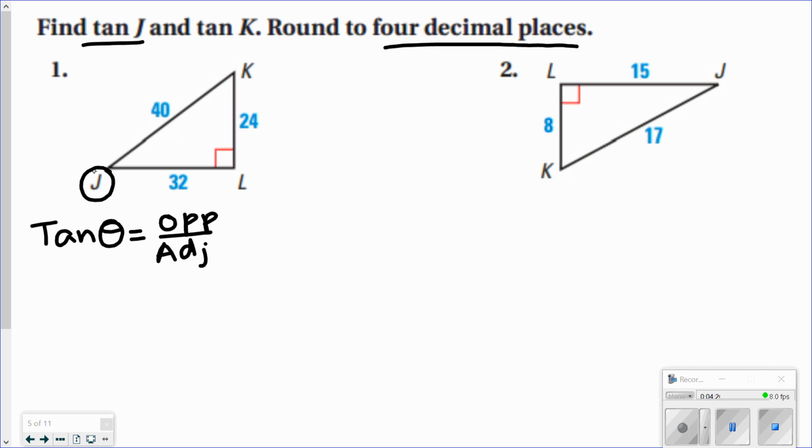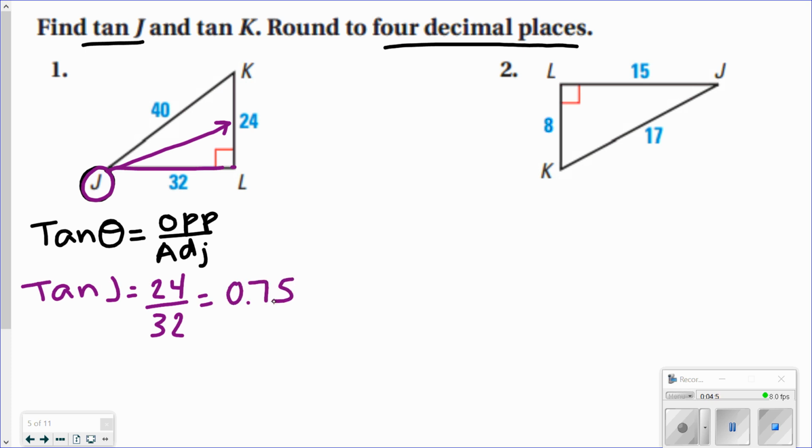So if I'm looking at J, J is going to be my theta, or angle measure. So tangent of J is equal to, so now I need to figure out what side is opposite of J. Well, it would be 24. Which side is adjacent to J? It would be 32. So 24 over 32 would be my fraction. Now if I wanted to write this as a decimal, it would be 0.75.